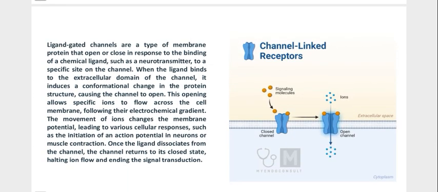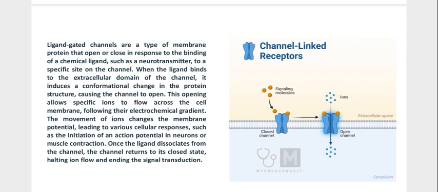The next is the channel linked receptor. Ligand gated channels are a type of membrane protein that open or close in response to the binding of a chemical ligand, such as a neurotransmitter, to a specific site on the channel. When the ligand binds to the extracellular domain of the channel, it induces a conformational change in the protein structure, causing the channel to open. This opening allows specific ions to flow across the cell membrane following their electrochemical gradient.